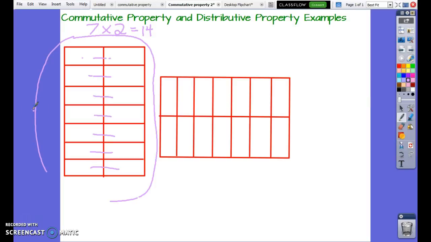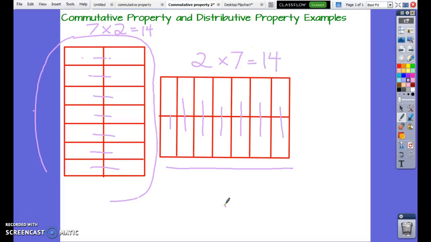Well, over here, if you look at my second box here, I'm going to count my rows. I have 1, 2 rows times how many columns? 1, 2, 3, 4, 5, 6, 7 columns. Now I'm going to count by the rows, so I have 7 plus 7 equals 14.